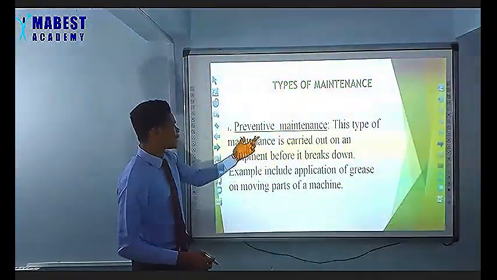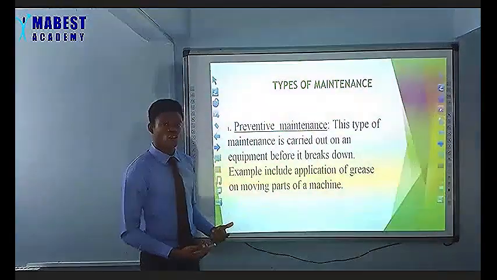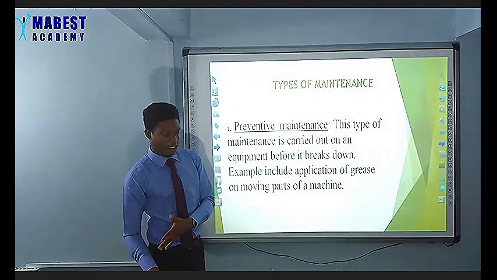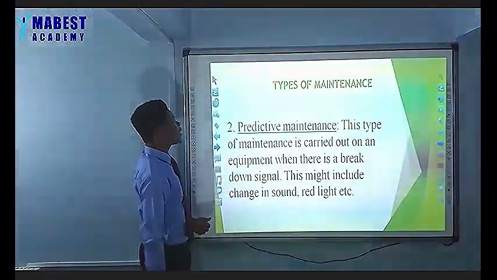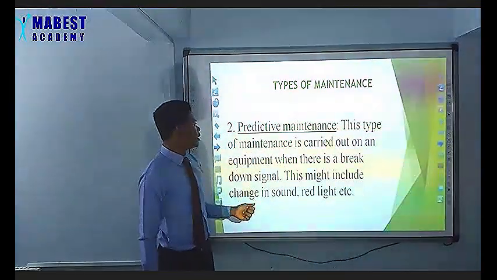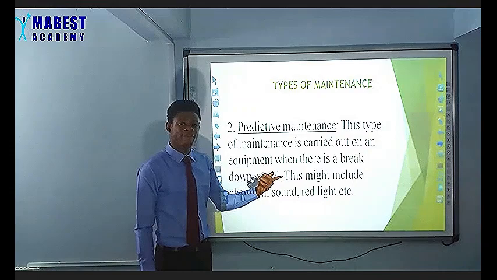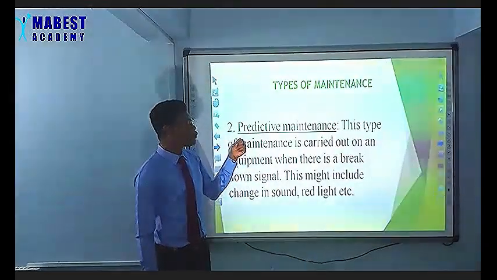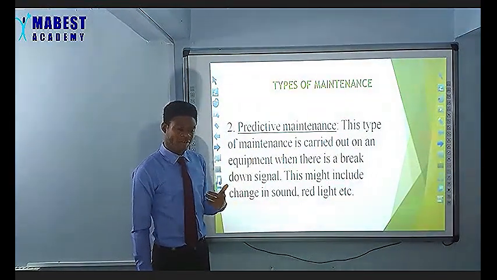Now, that is preventive maintenance, an action taken on an equipment to prevent what? It from breaking down. Preventive maintenance. The second type of maintenance we want to look at is the predictive maintenance. Predictive also is coined from the word predict. To predict means you are giving a guess. You are giving like a foresight.